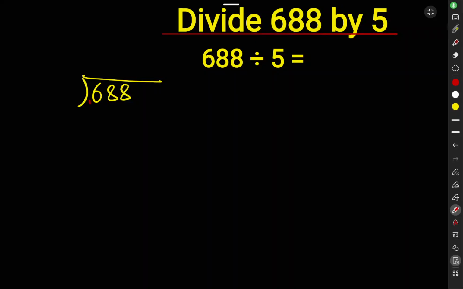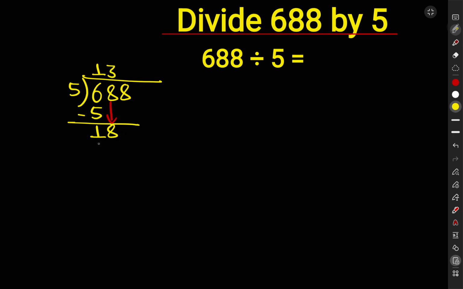We divide 688 by 5 in long division method. 5 times 1 is 5. On subtracting, we get 1. So now we put down this 8 and it is 18.